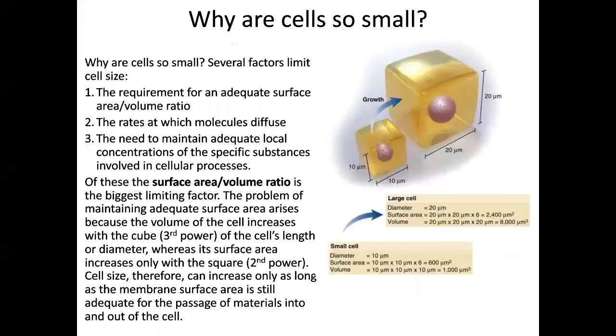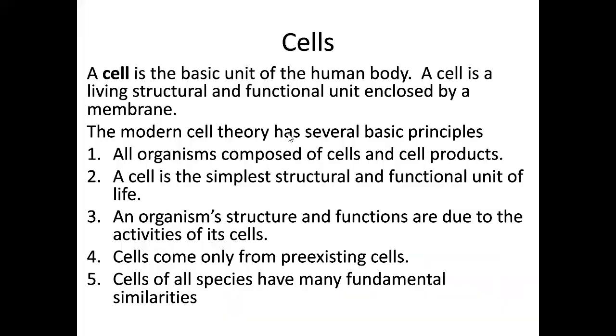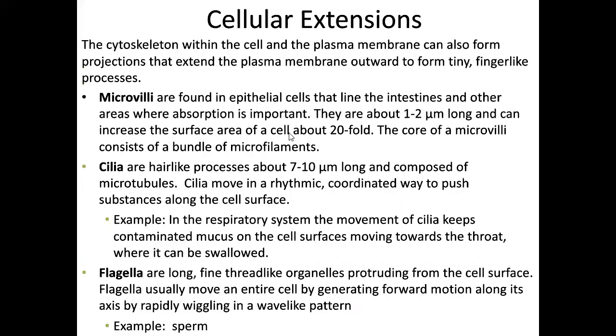If I go back to our very first page where we've got our picture of the cell, you can see it's a fairly round, ball-like or spherical cell, but they do show a few of these random extensions that are pushed outward from the plasma membrane. The three that I want to talk about now, microvilli, flagella, and cilia, play a specific role in the body. Microvilli will be found on epithelial cells lining our intestines and other areas where absorption is important.